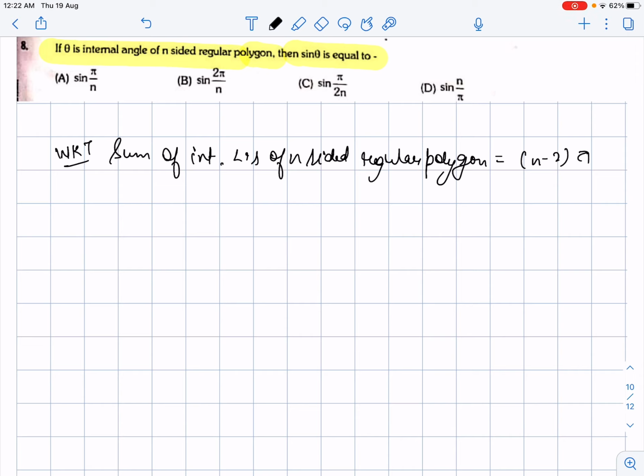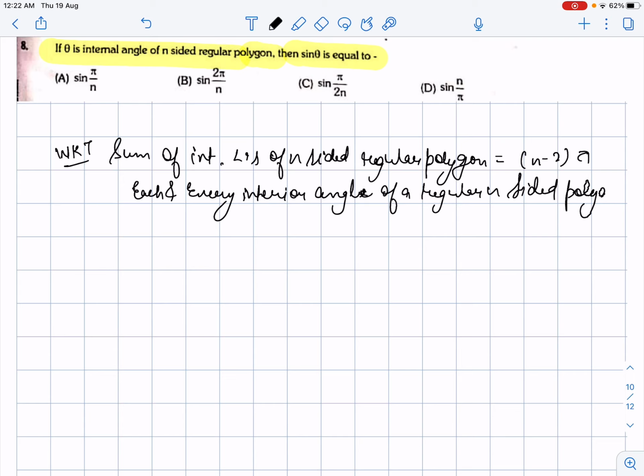And if it's a regular polygon, each and every interior angle will be equal. So each and every interior angle of a regular n-sided polygon will be (n minus 2) times pi by n.